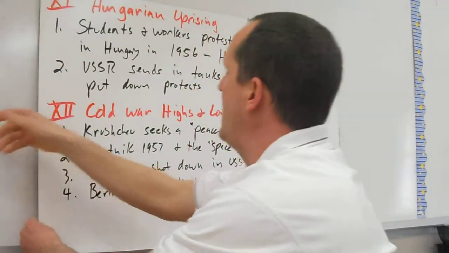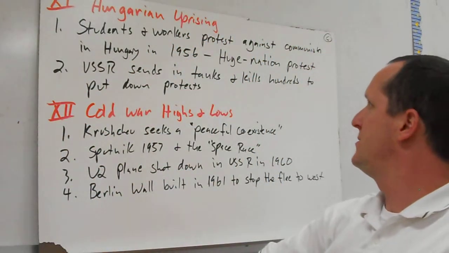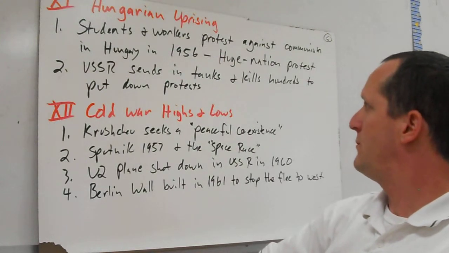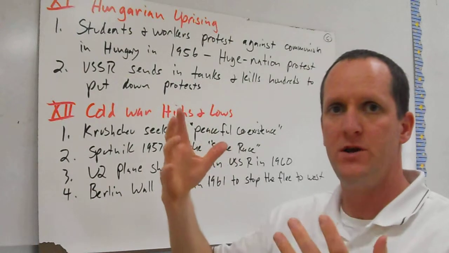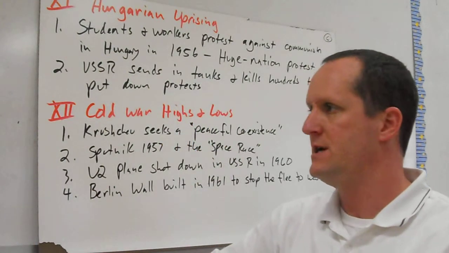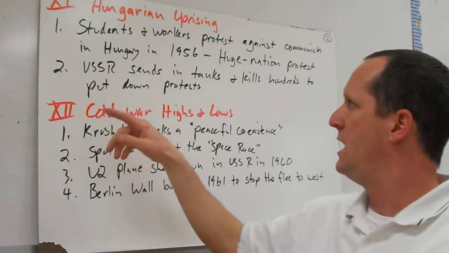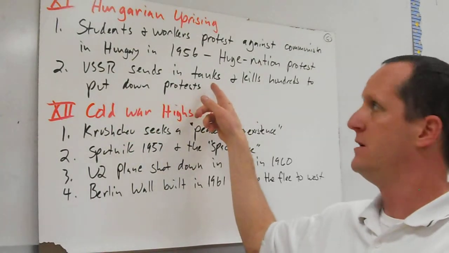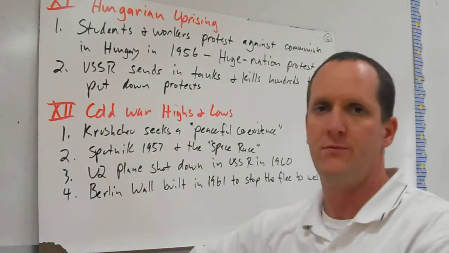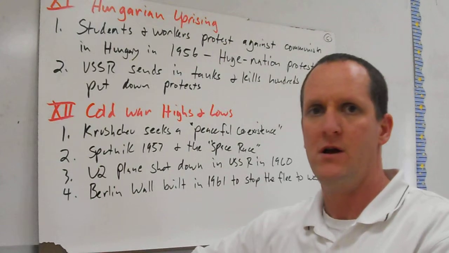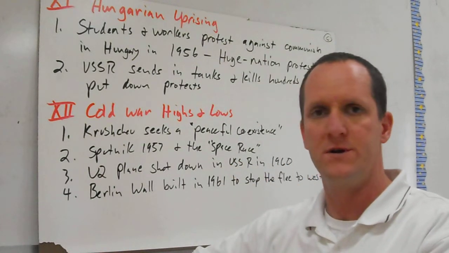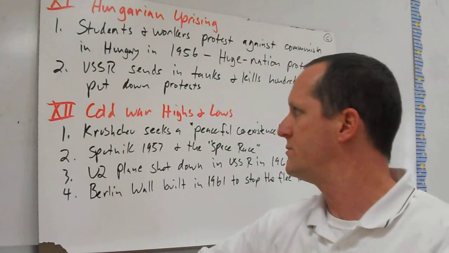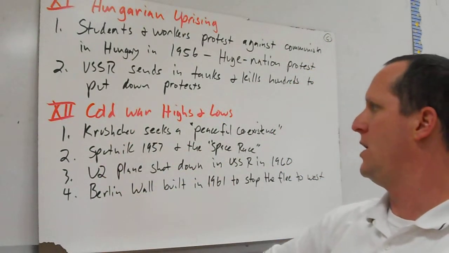He encouraged, or people tried to encourage, more liberties, more freedoms, and national independence away from the USSR. Now, the Hungarian uprising: students and workers protested against communism in Hungary in 1956, and we're talking about a huge nationwide protest to try to get the communists out of Hungary. The USSR sends in tanks and kills hundreds to put down the protest. So they didn't play around. They knew that they were going to keep Hungary as a communist country, and they were going to take any means to do so.